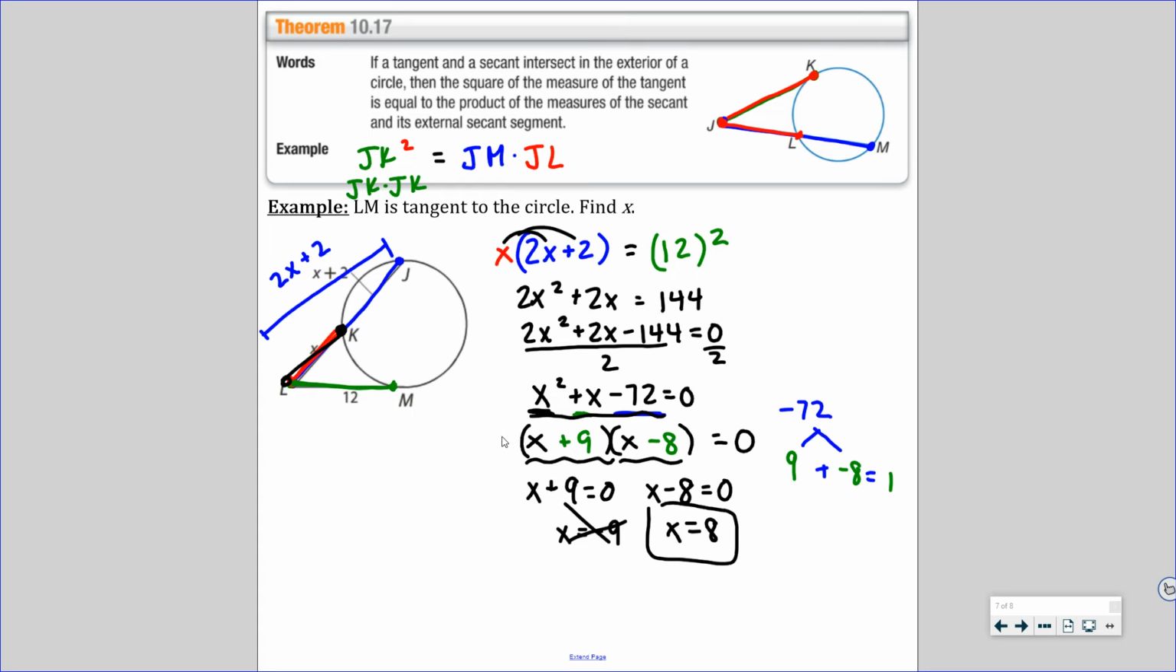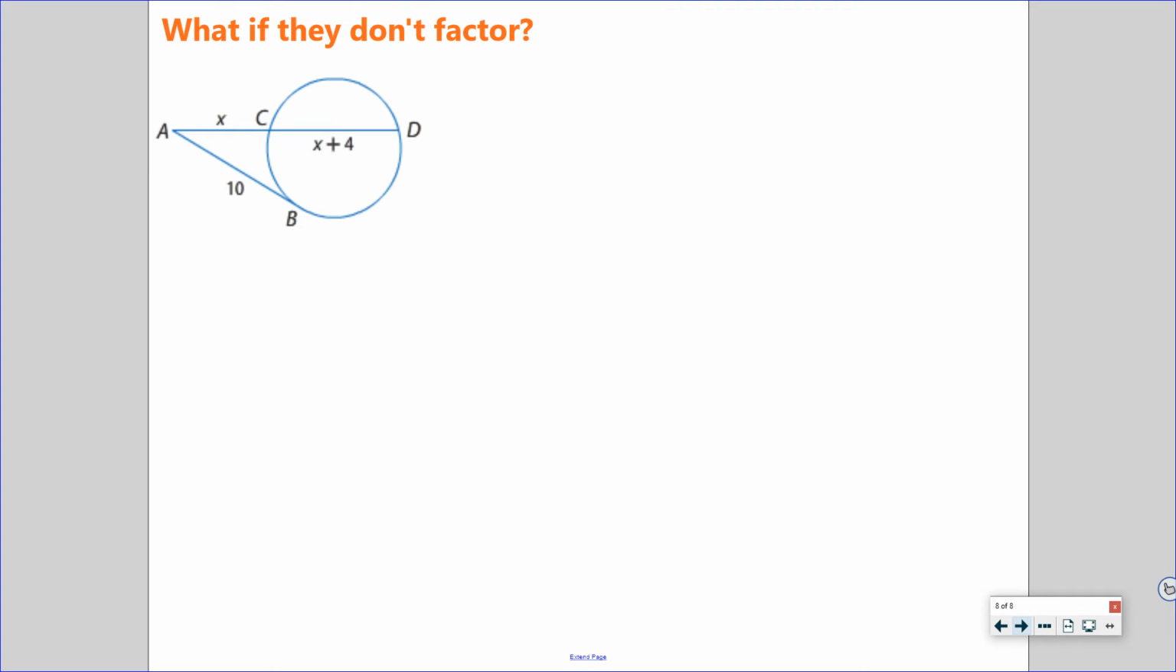Sometimes you're going to get quadratic equations that don't have these 2 numbers that multiply to this and add to this. Let's take a look at one of those.